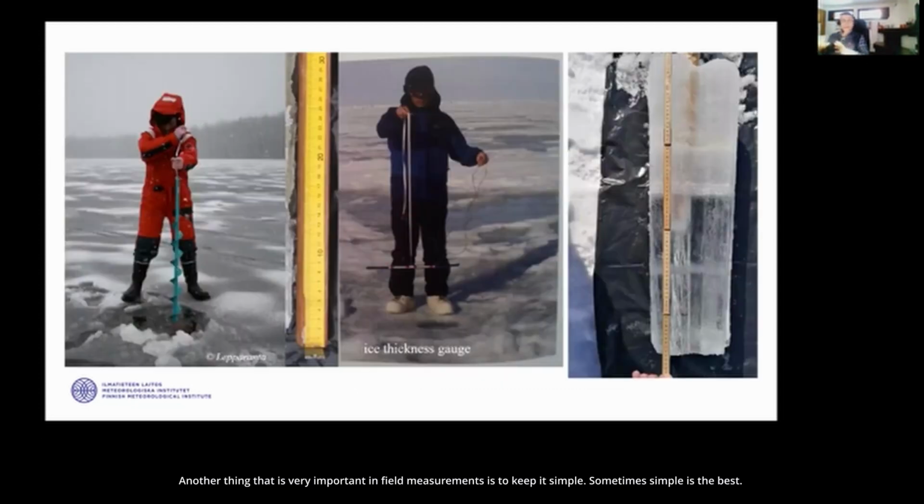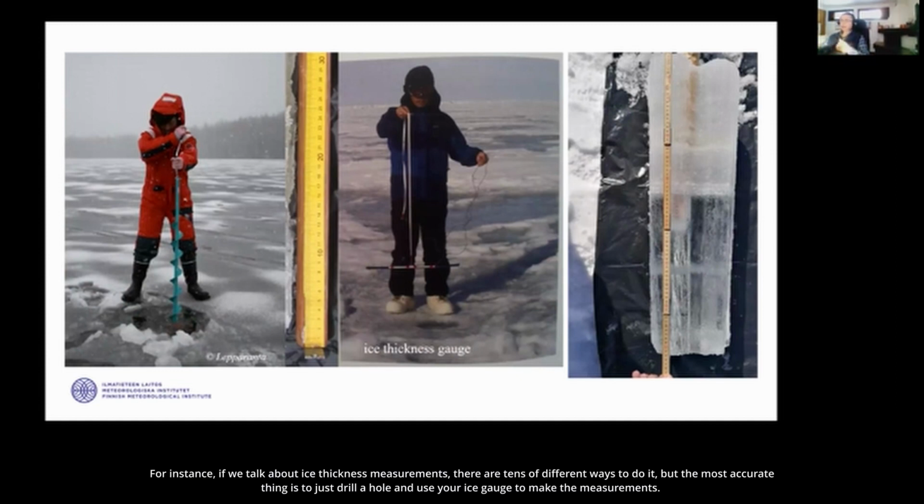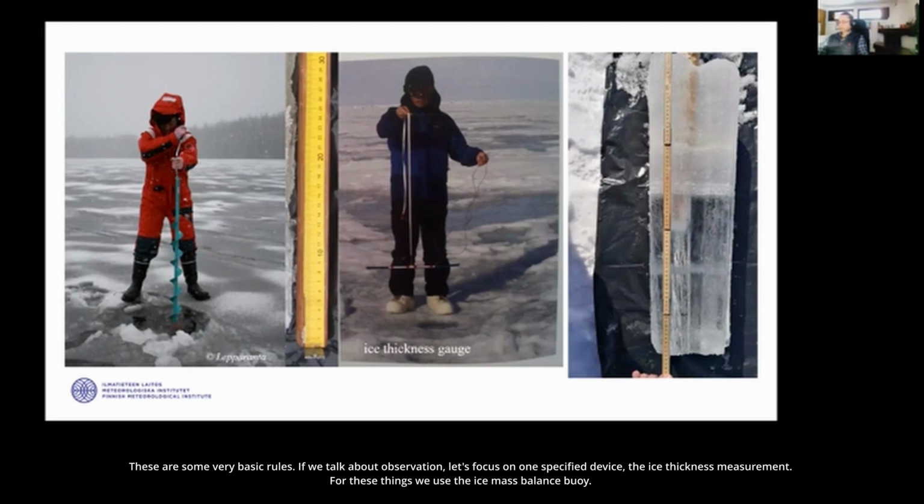Another thing I think is very important for field measurement is to keep it simple. Sometimes simple is the best. For instance, if we talk about ice thickness measurement, there are tens of different ways to do it. But the most accurate thing to do is to just drill a hole and use your ice gauge to make the measurement. And once you have an ice core sample, you also need to take a photo and make a contrast, put some black paper or black plastic behind it, so you can take a nice photo. So these are some very basic rules.